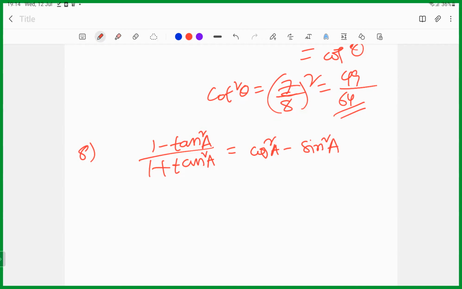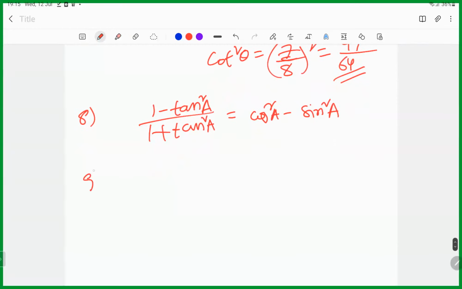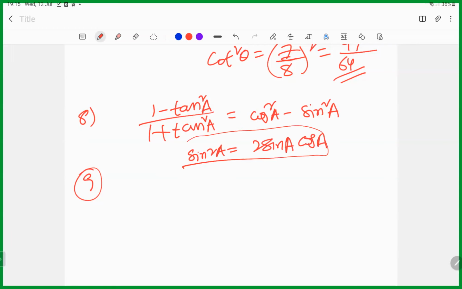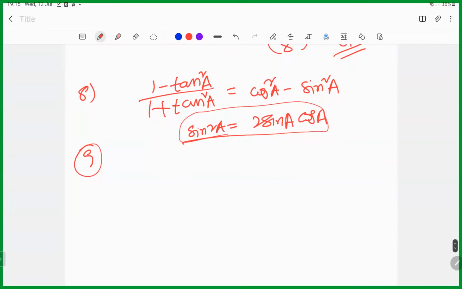Okay. So do you have sin 2a, cos 2a? These are also there. Sin 2a equal to 2 sin a cos a. These identities are there.